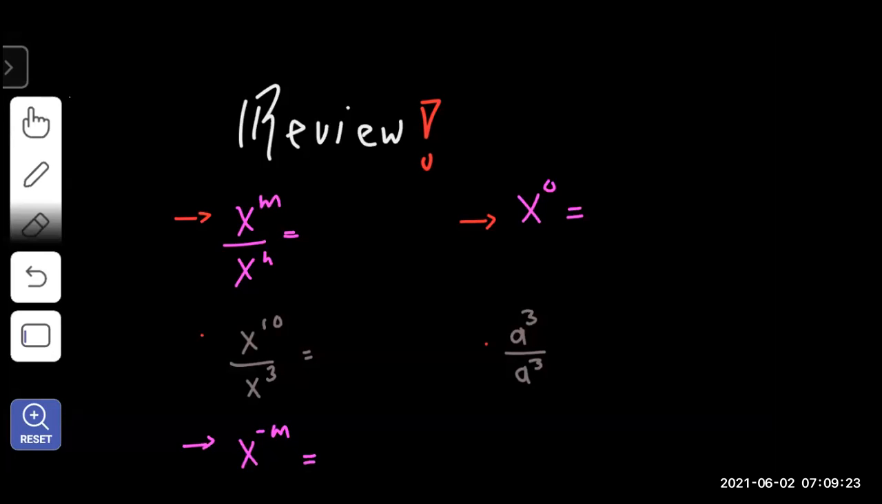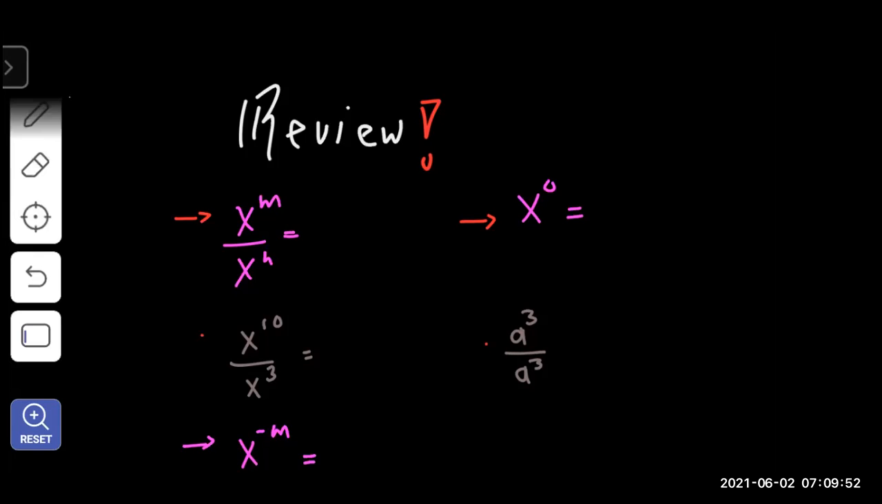Today, as you may know, we're going to be working with division. We have already added, subtracted, and multiplied, and now we're going to see how to divide polynomials. But before going into that specific topic, I want to review some properties that we're going to use when dividing polynomials.